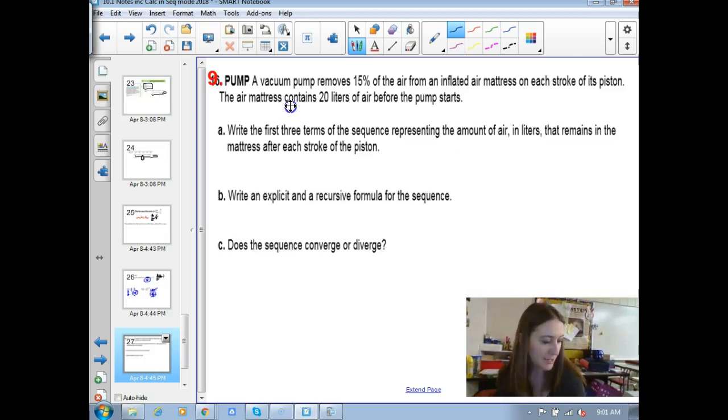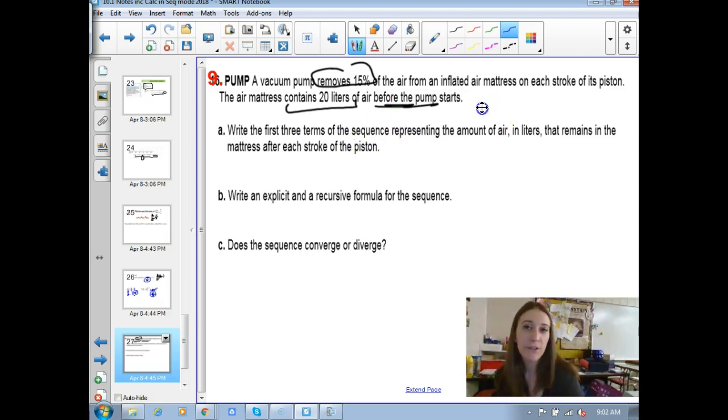Alright, this is number 9 now, and it's a vacuum pump removes 15% of the air from the inflated mattress, and the air mattress currently contains 20 liters of air before the pump starts. Now this is weird. We're going to start our listing, instead of at 1, we're going to have to start it at 0, so we'll talk about that. Write the first 3 terms of the sequence representing the amount of air.